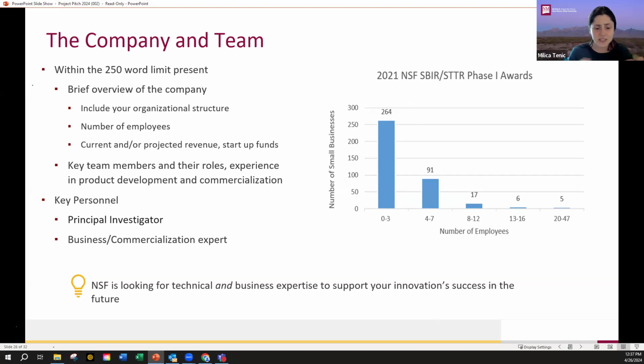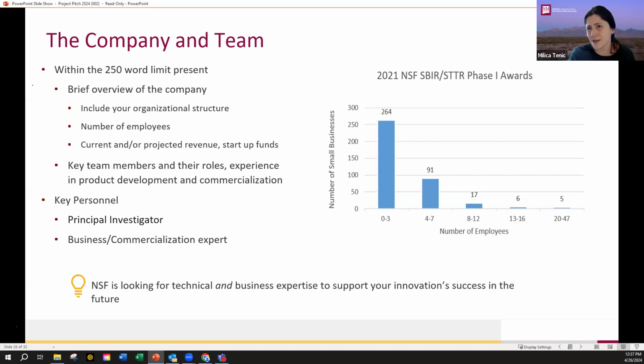And NSF is unique as well, where they really look to fund those first-time recipients. Across other agencies, first-time recipients make up about 30% of their awardees. At NSF, it's at 80%. So they typically want folks that are very early to government contracting or grant opportunities, and they understand that you will grow.